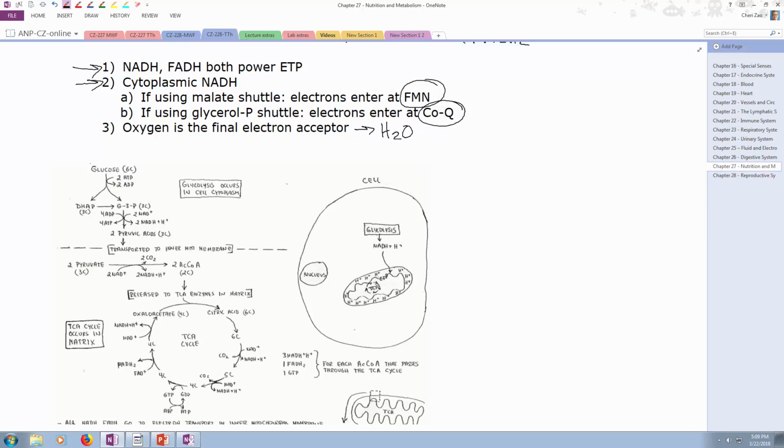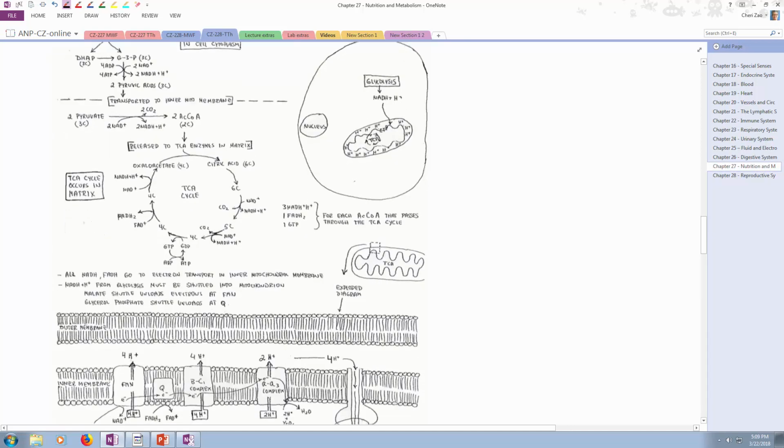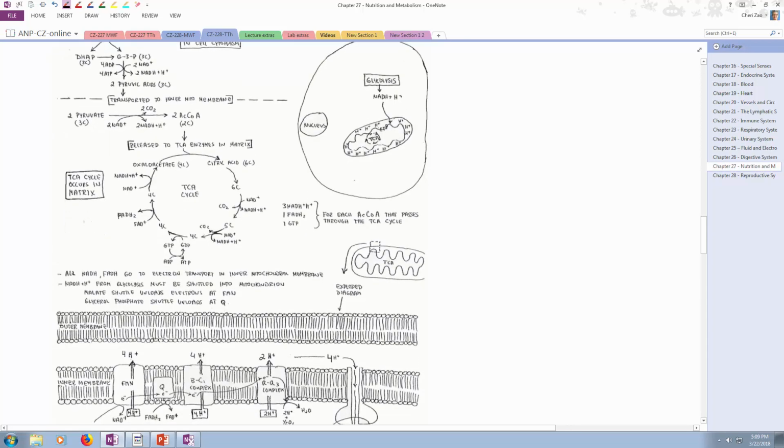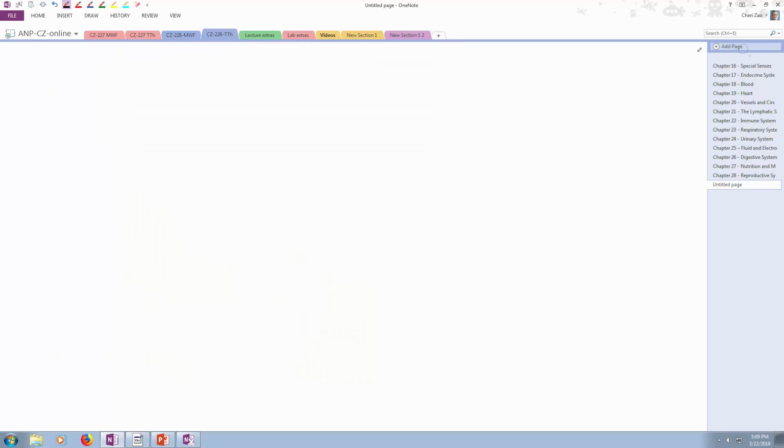So you have to memorize this entire picture, and you have to be able to create it from memory. All of this here. This is how I recommend you do it. I recommend you break it down in steps.